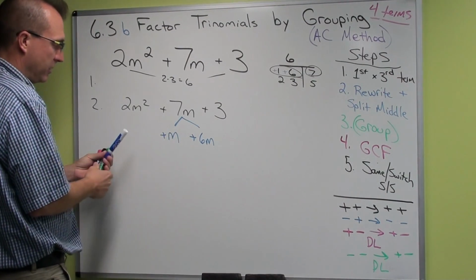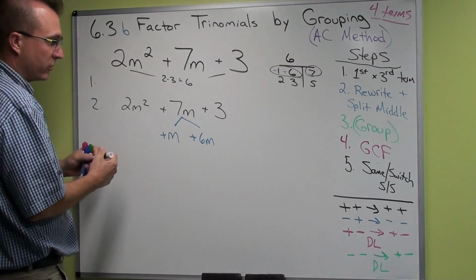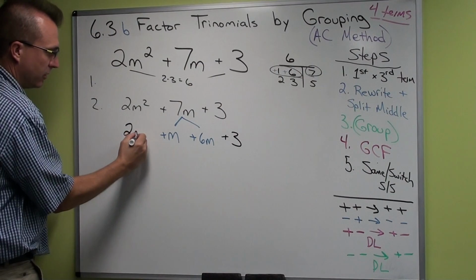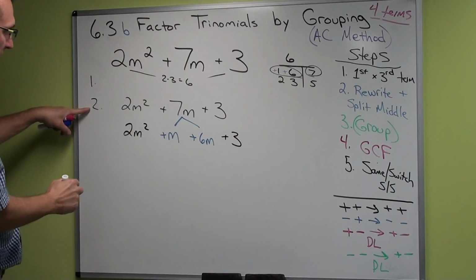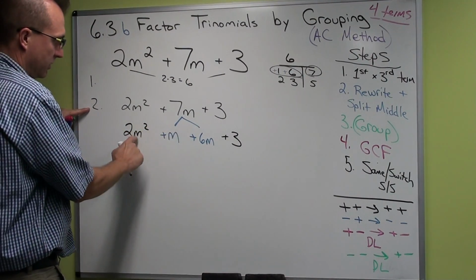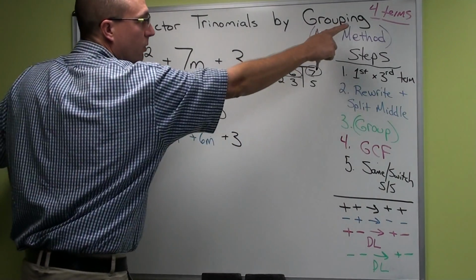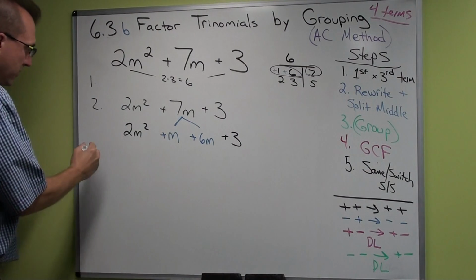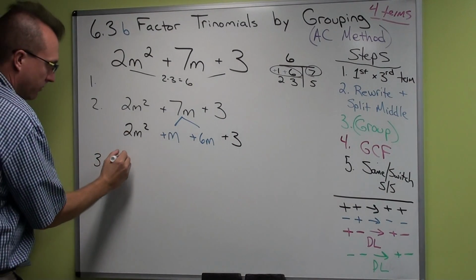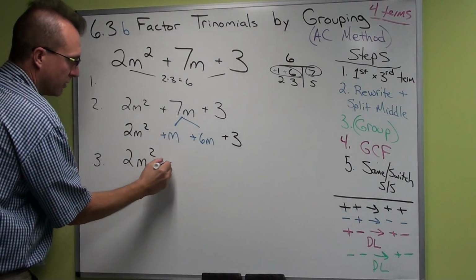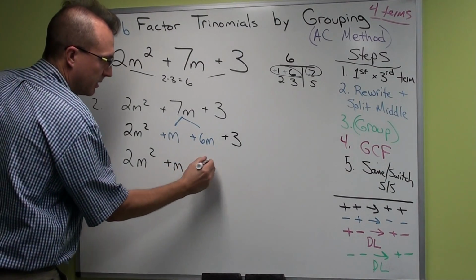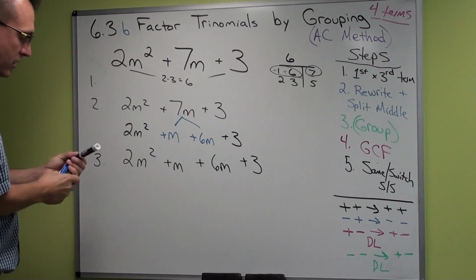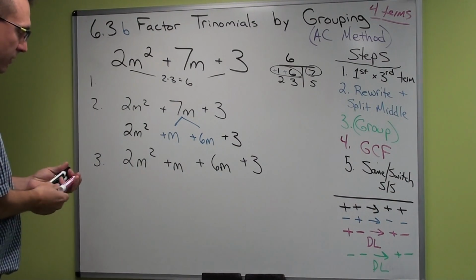Alright, so we split the middle. That gives us our 4 terms. Put your 3 here, bring down your 2m squared. So the second step, we split the middle, which gives us 1, 2, 3, 4 terms. 4 terms means grouping, and you use the AC method. Alright, so step 3. We rewrite this 2m squared plus m plus 6m plus 3. And then we group it.